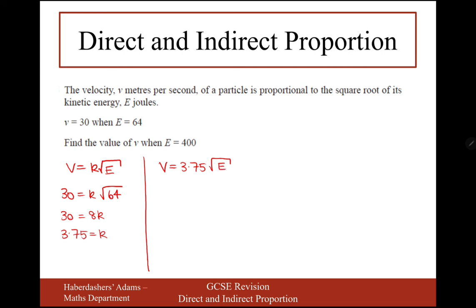Okay, find the value of v when e is 400. So v equals 3.75 times the square root of 400. Let's work out what the square root of 400 is first. And it's 20, thought so. And now let's multiply this by 3.75. And we get 75 as the answer. Do we have a unit? Yeah, meters per second. Lovely, there we are. That's the answer to that question there.